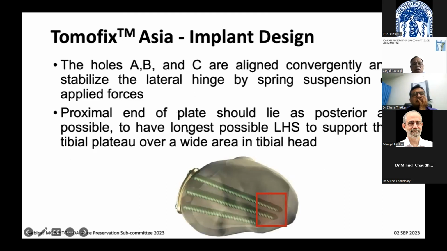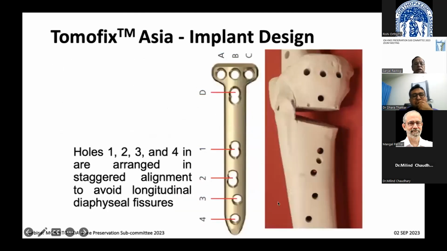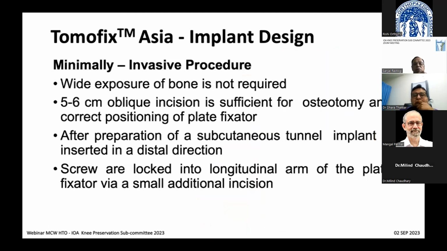The holes A, B, C are aligned convergently to increase the stability and have a spring suspension of the lateral hinge, and the proximal end of the plate should be placed as posterior as possible to have the largest possible locking head screws. The holes in the distal part are arranged in a staggered manner, so no vertical or shear fissure fracture takes place in the tibia.